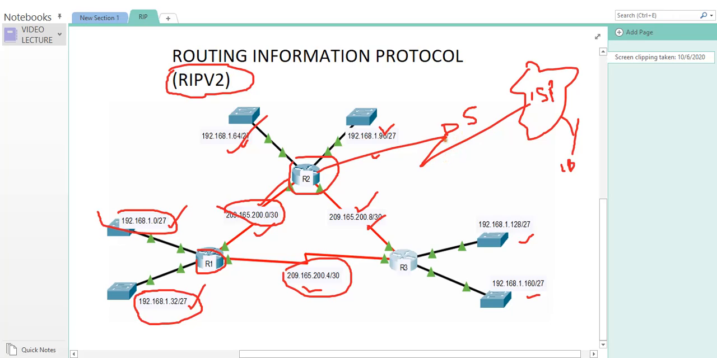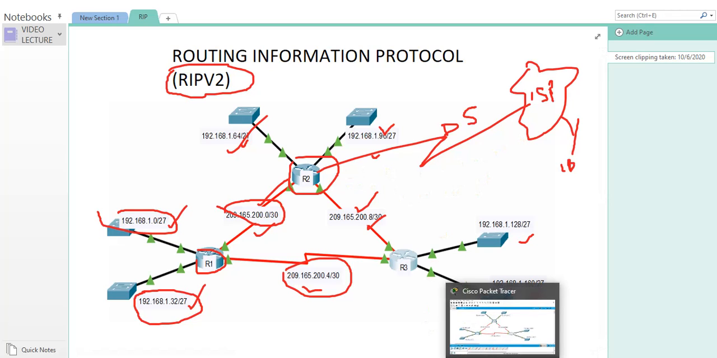So that static route must be propagated, or be redistributed, into the RIP routing protocol. So this is exactly what we're going to be doing, and we pay a lot of attention to that. Okay, guys. So that is good, that is important. So we go back to our practical.